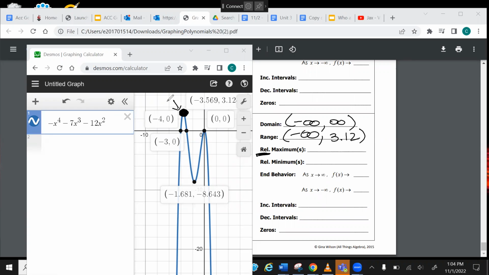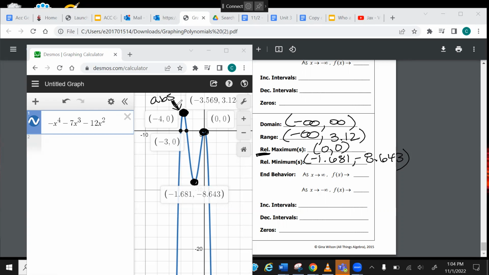So this guy right here is your absolute maximum. Your relative maximum is going to be 0, 0. Your relative minimum is going to be negative 1.681, comma, negative 8.643. Because that's your lowest right here. It's like a little dip down.